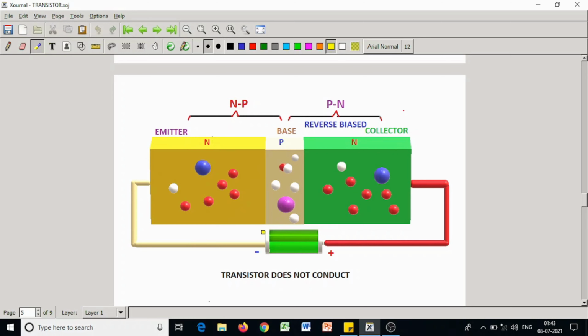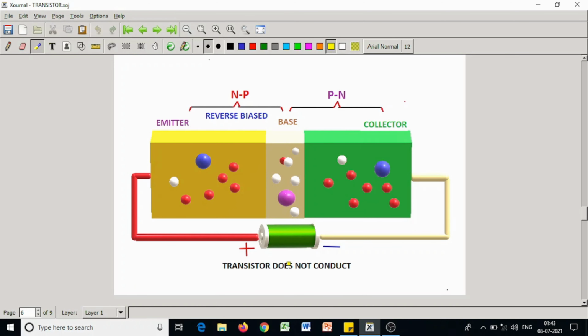If we reverse the direction of the battery in this fashion, positive is connected to the emitter, and the negative terminal is connected to this collector, which is also N. So this time this diode is reverse biased because the N emitter is connected to the positive. Again, no current flows, so the transistor does not conduct. The transistor is in off state in either case.